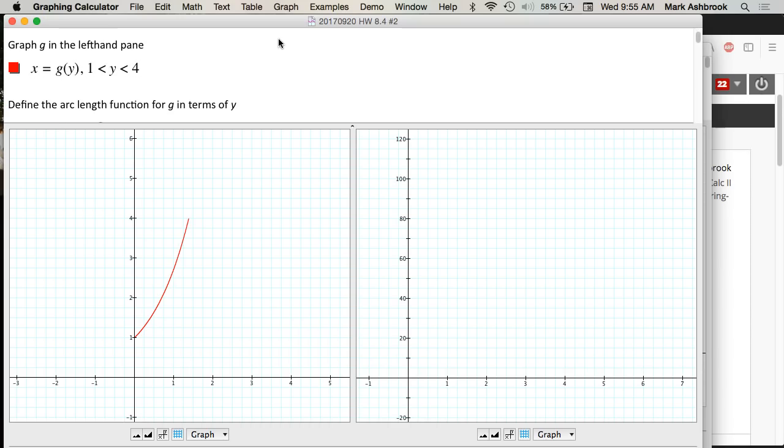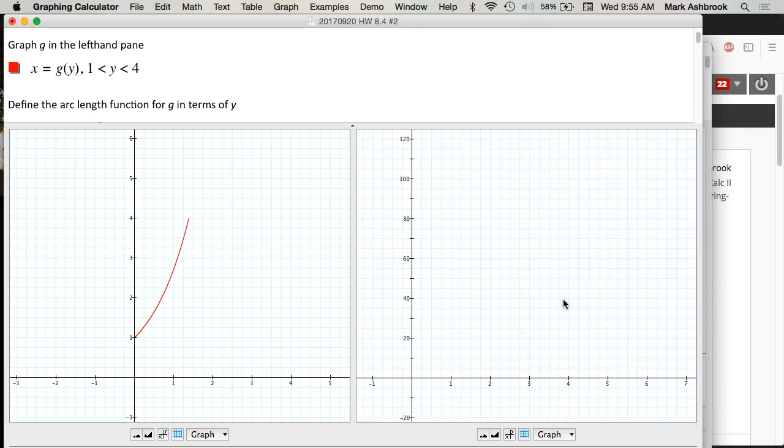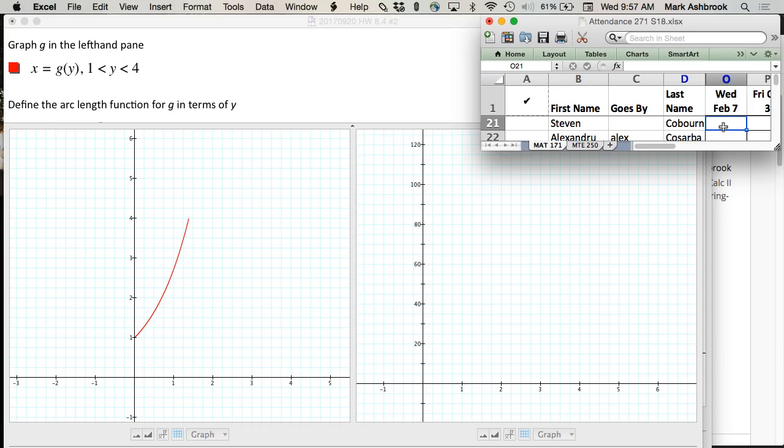The first task I want you to do is define the arc length function for g in terms of y. Can you do that? Can you define the arc length function for g in terms of y? Go. See if we got the basics down here. You're up. Can you tell me? Did you get the arc length function?